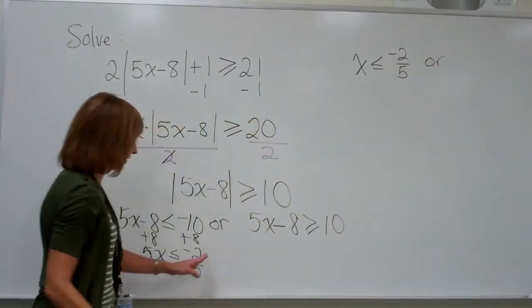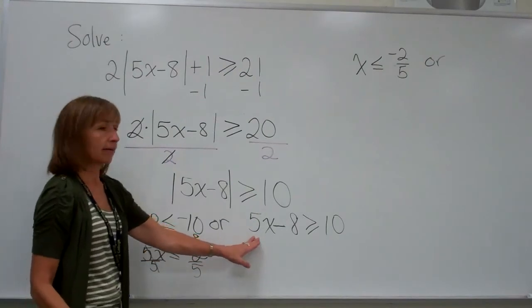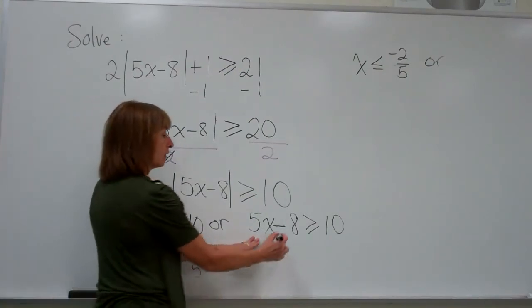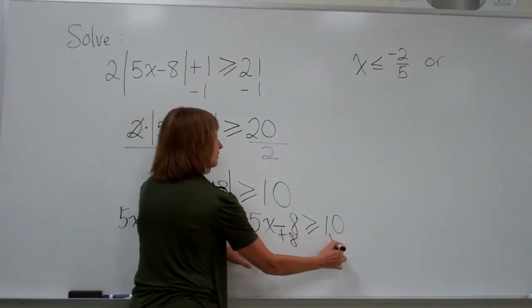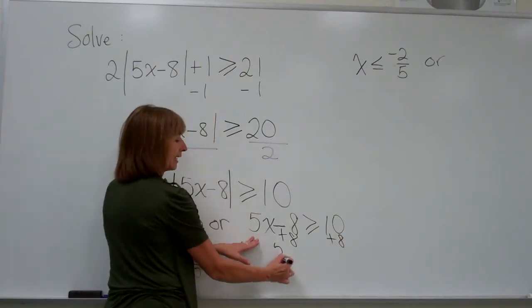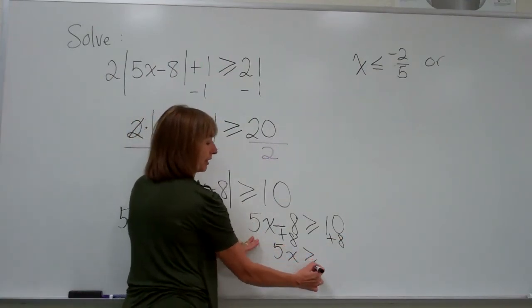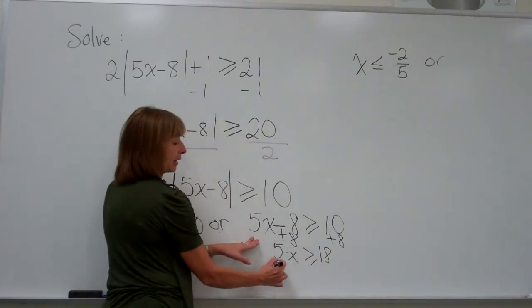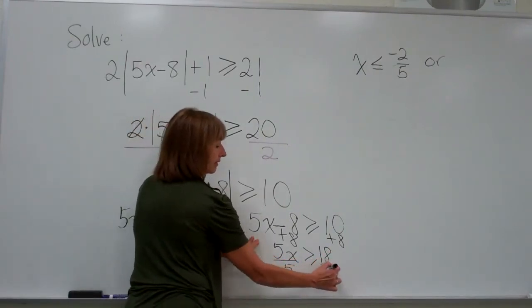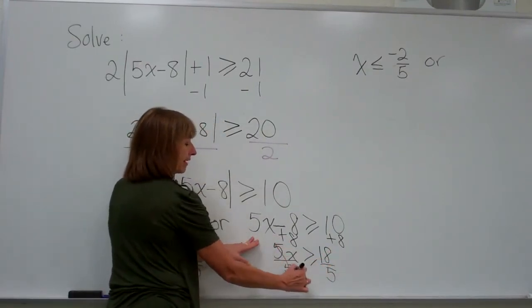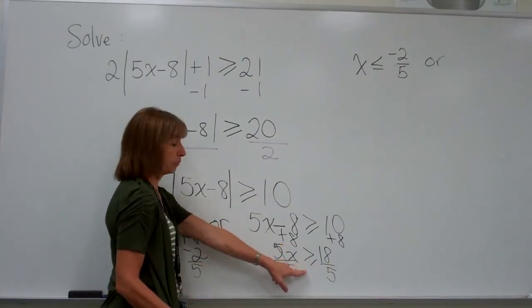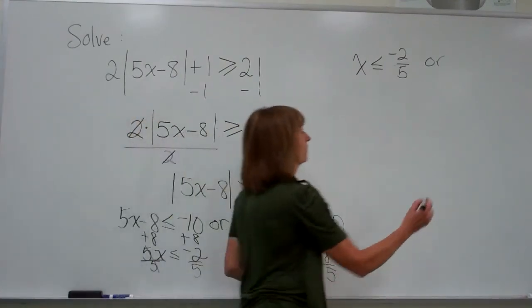Because it's either of these cases, solving the next inequality, we'll again add 8 to both sides and get 5x is greater than or equal to 18. Then we'll divide by 5 and we'll have x is greater than or equal to positive 18/5.